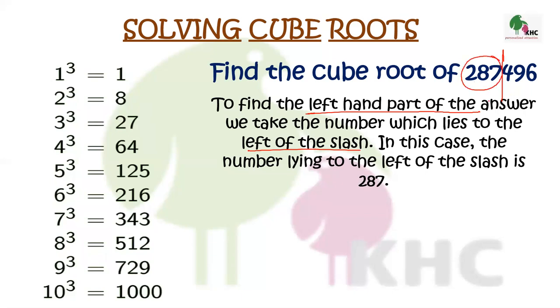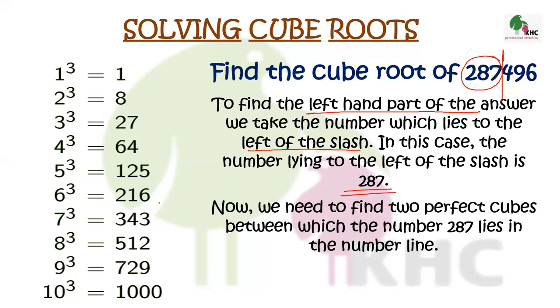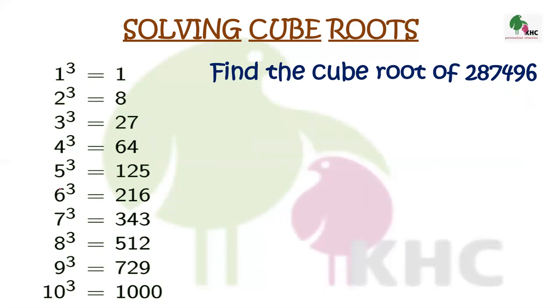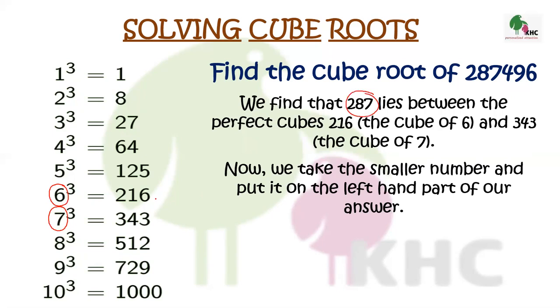Now you see that the next three digits are 287. This 287 lies between the two perfect cube numbers 216 and 343. If this number lies between the cube of 6 and the cube of 7, out of 6 and 7 we choose one. 216 is the cube of 6 and 343 is the cube of 7. So in between these two numbers lies our 287, right?